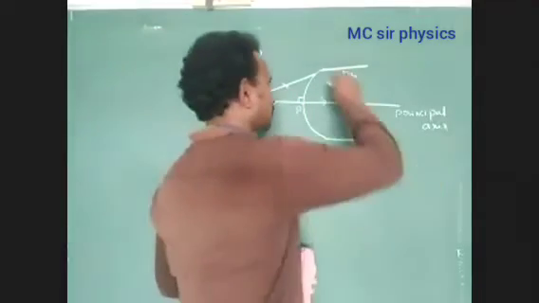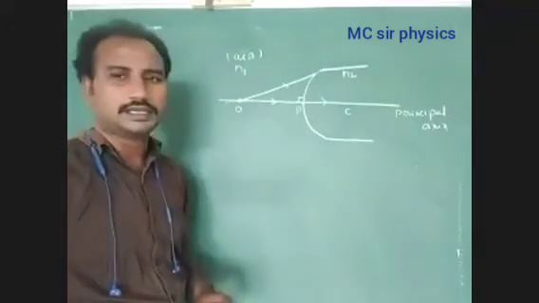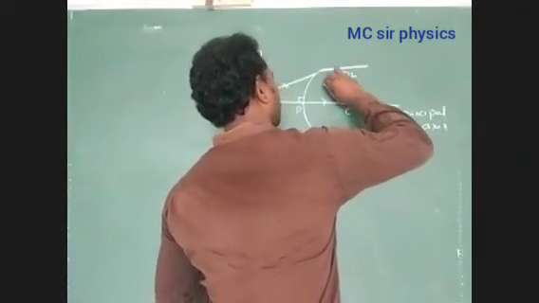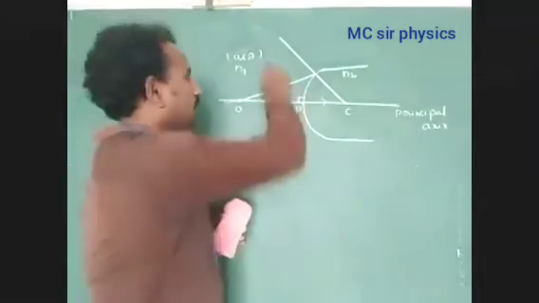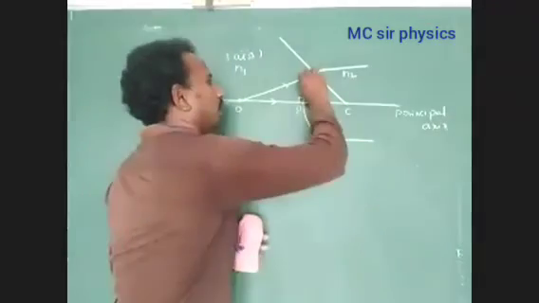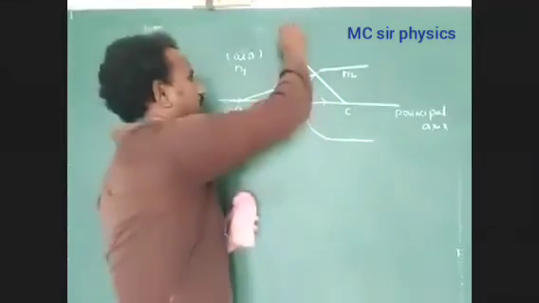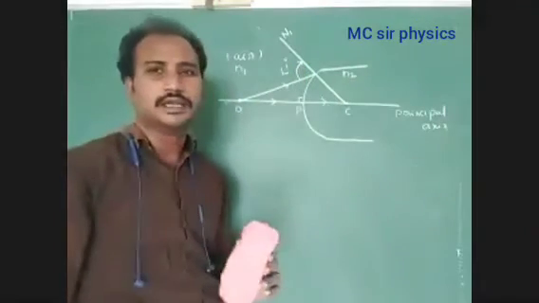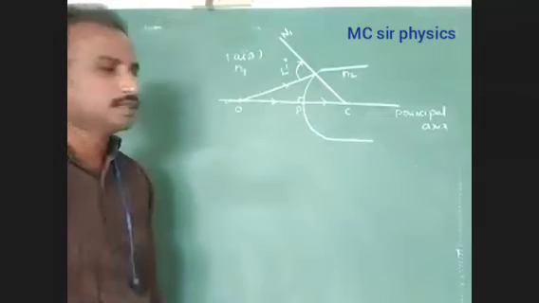Next, we find the direction of the refracted ray in the second condition. Draw the normal. The normal is always perpendicular to the curved surface between the two optical mediums, air medium and glass medium. Now we identify the angle of incidence. The angle between the incident ray and the normal is called the angle of incidence.